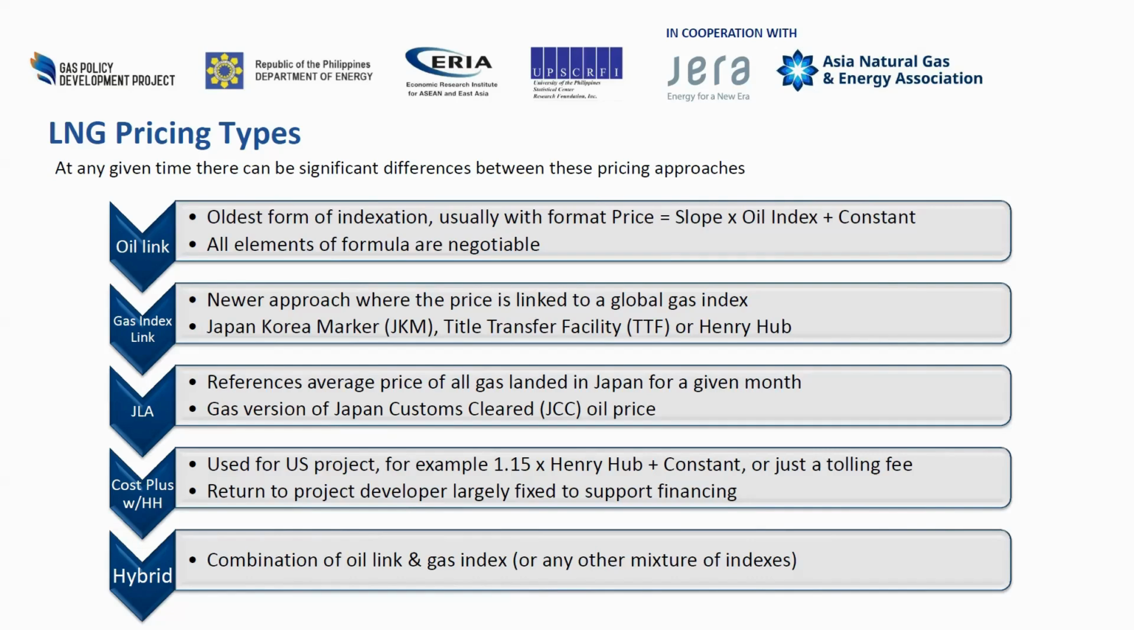The last one is cost plus with Henry Hub, which is US projects. This is how US projects are actually structured. They're not resource projects in the sense that other LNG projects are. They're really just utility-type operations. They will buy gas off the grid, uplift it to allow for fuel and that sort of thing, and transport, and then they'll just charge you a constant. That constant is designed to cover their operating costs and pay back their debt.